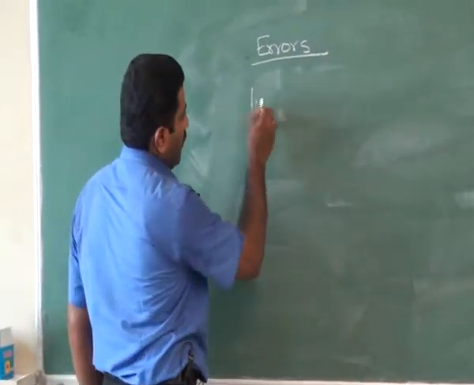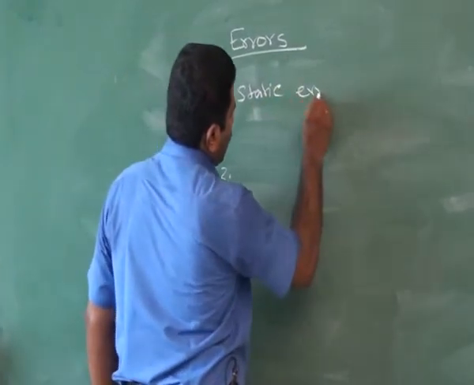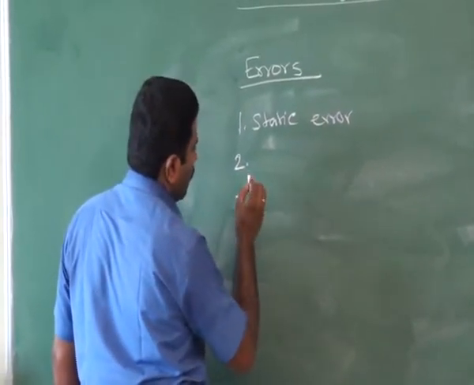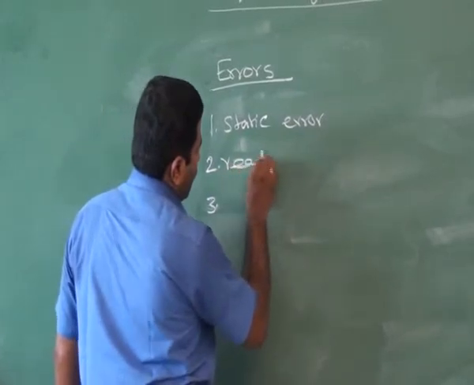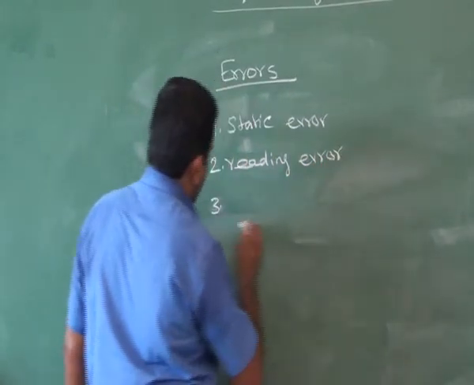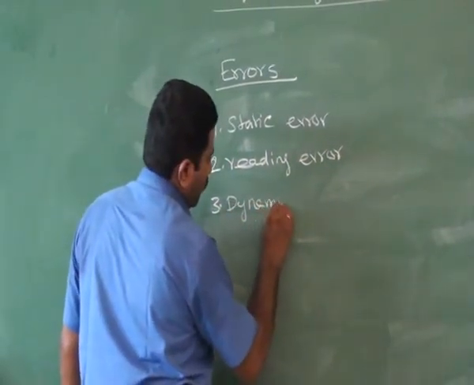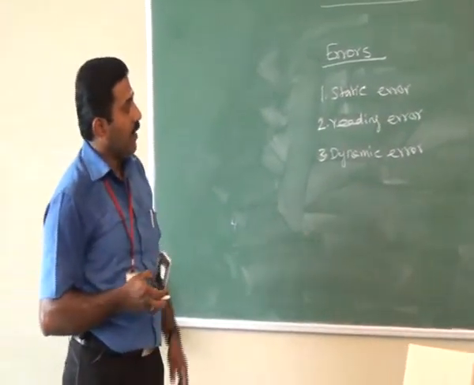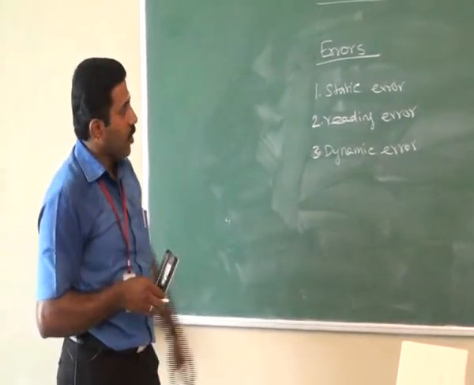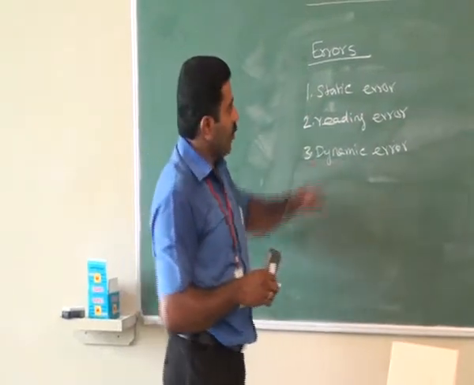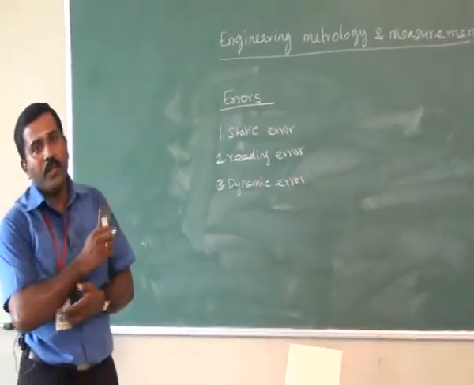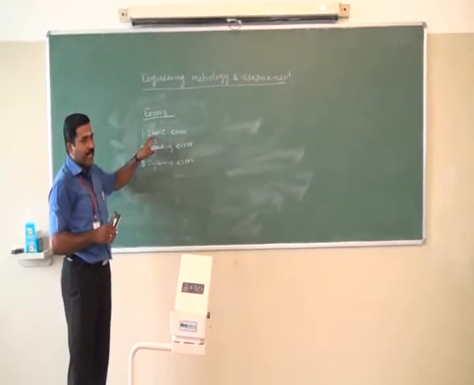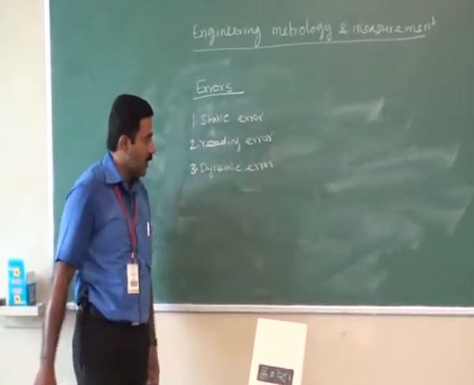The first type is static error, the second one is reading error, and the third one is dynamic error. Static error is classified into various types based on the environment and the characterization of the instrument elements. Because of this, we have to identify the static error. The second is reading error and the third is dynamic error.